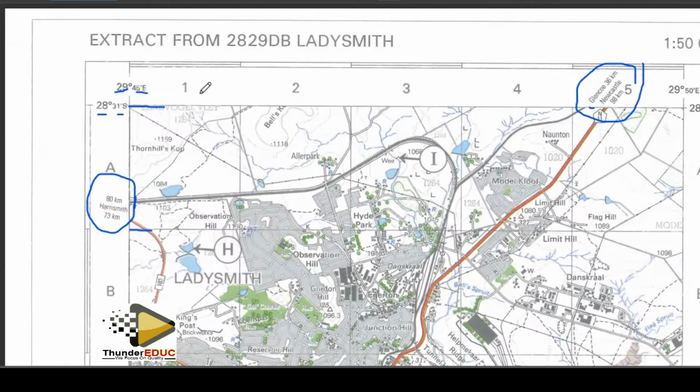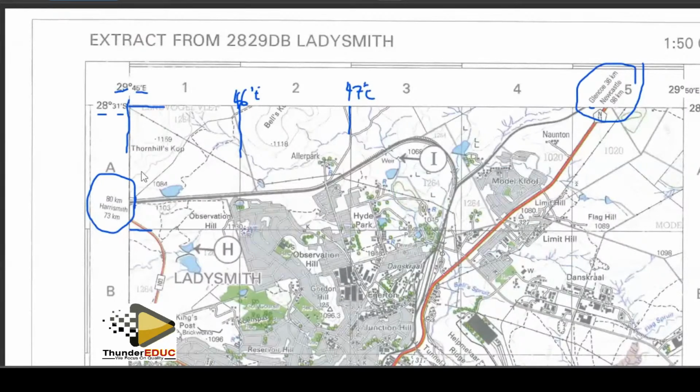Then we go to longitude. Our first line here is 29 degrees 45 minutes to the east, which means the first line is this one here. The next line is this one, which is now 46 minutes to the east. And the next line here is 47 minutes to the east. They are increasing going to the east.